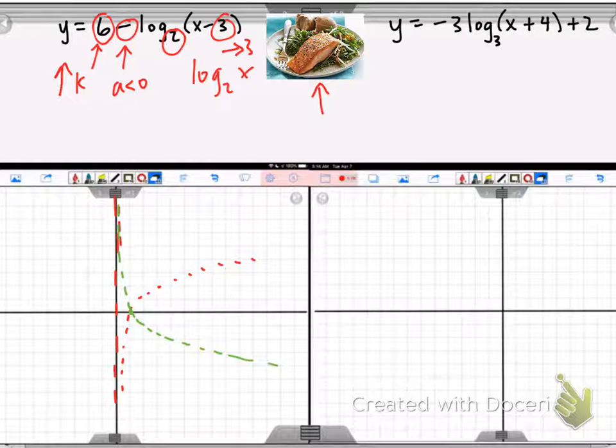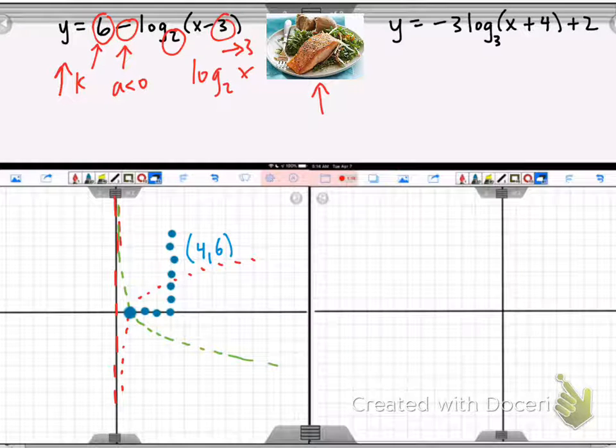So all we have to do is take this green graph and go to the right 3. Let's make that key point prominent. We're going to move that key point to the right 3 units, 1, 2, 3, and move it up 6 units, 1, 2, 3, 4, 5, 6. So that point right there is our key point, and the coordinates of the key point are 4, 6.